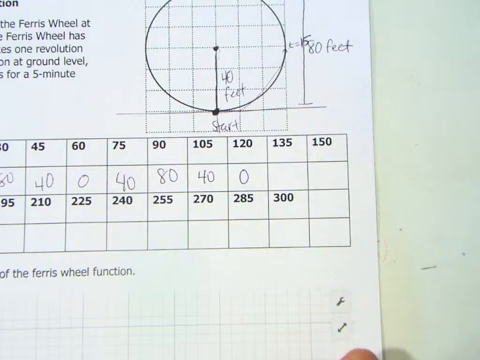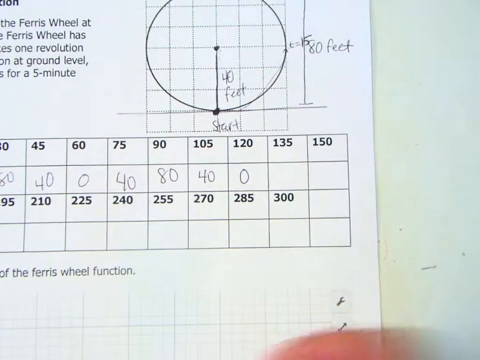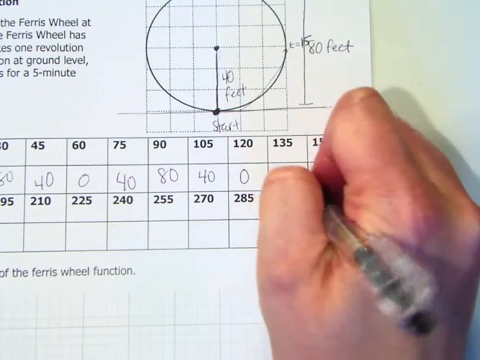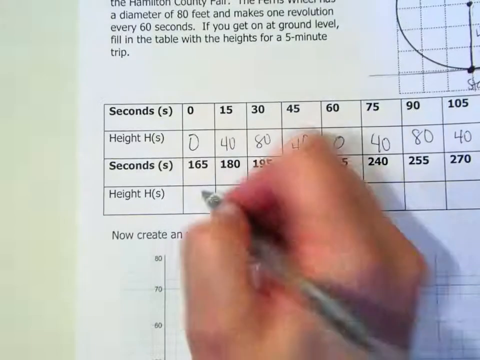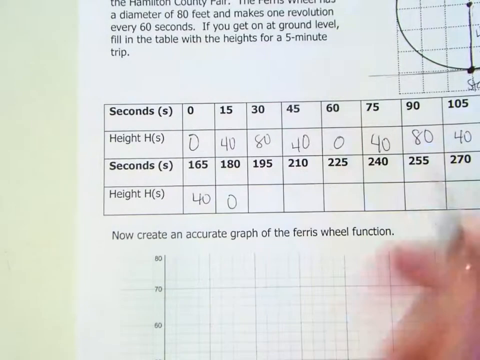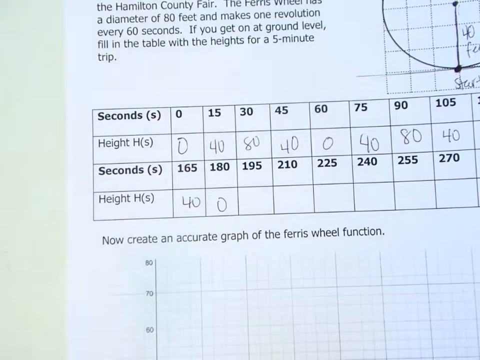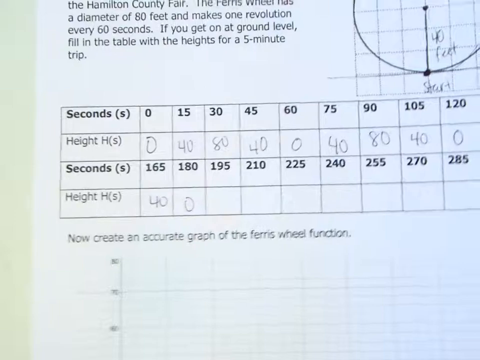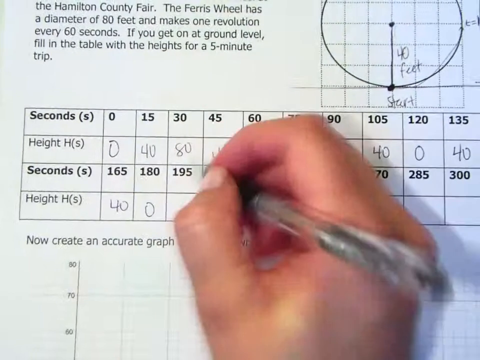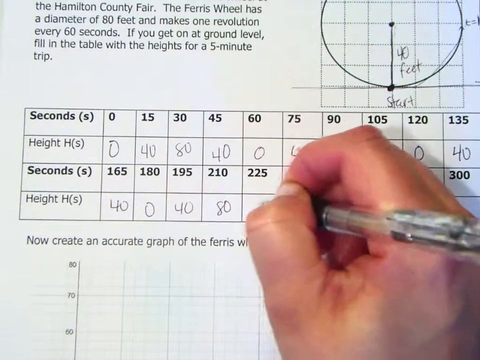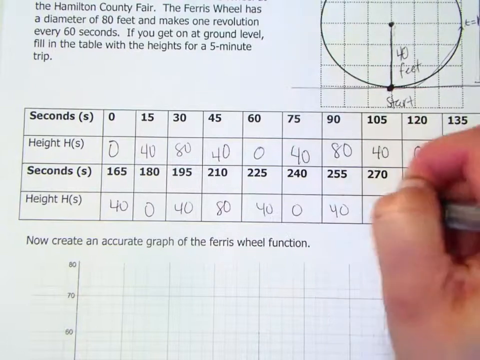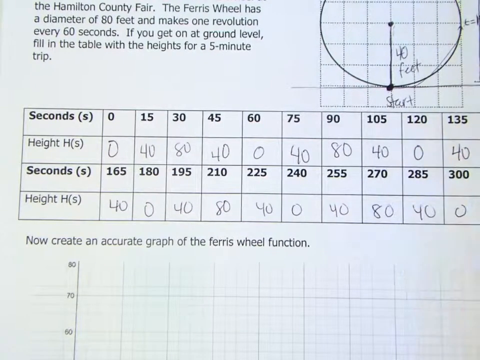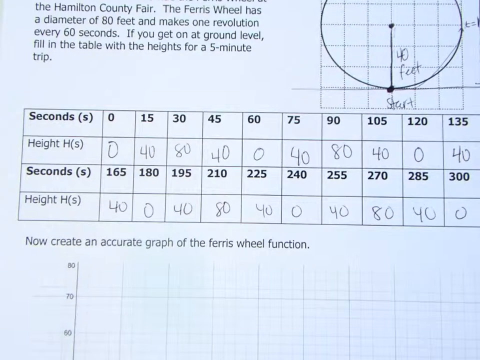Okay. Anne-Marie, what is your height at 135 seconds? 40. 150? 80. 165? 40. And 180? 0. Okay. Are we seeing something happening here? There's kind of a pattern. So if we continue that pattern, I'd have what? 40, 80, 40, 0, 40, 80, 40, 0. Okay. So far, so good?